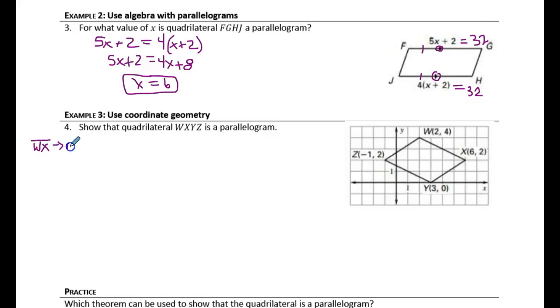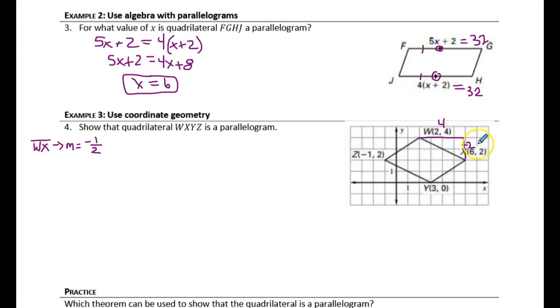So the slope of WX is, my rise is 2 and my run is 1, 2, 3, 4. And actually my rise is -2 because it's a negative slope. So I'm going down. So -2 over 4 gives me -1/2.